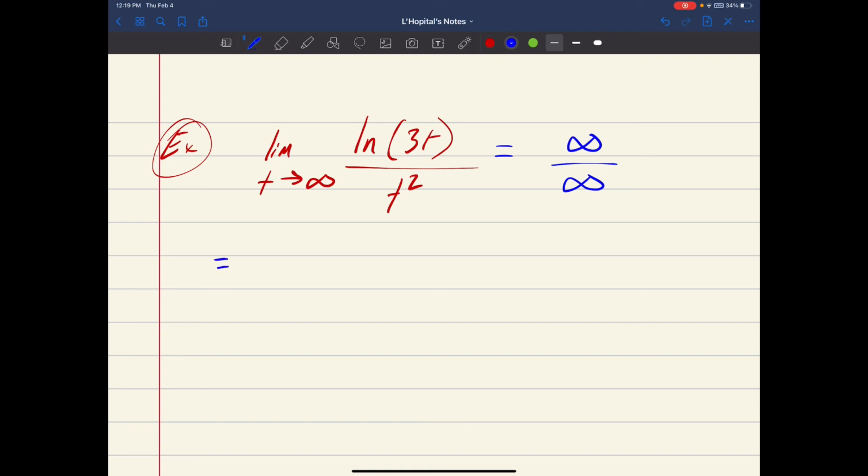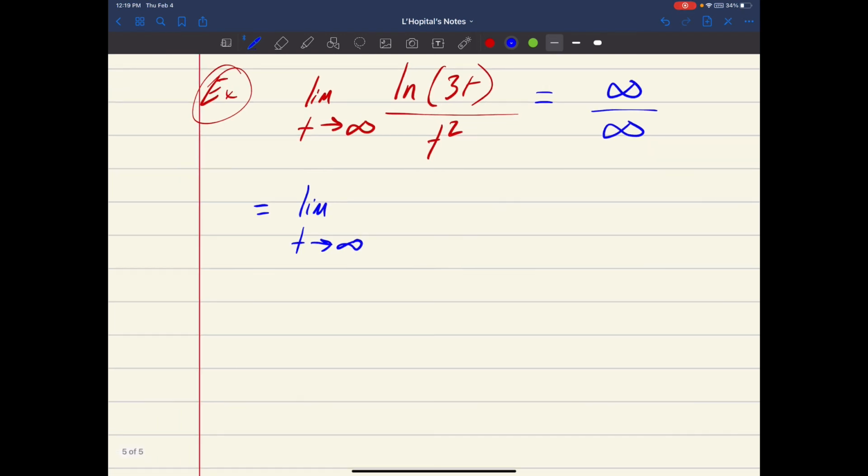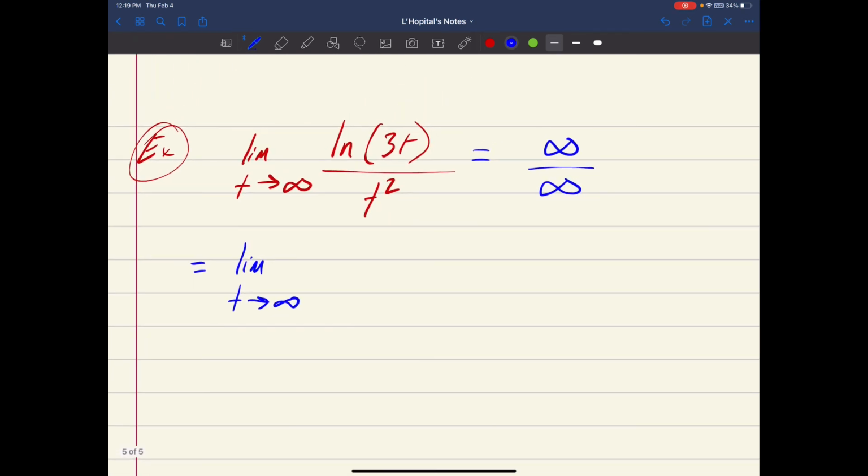So this is the same thing as the limit as t goes to infinity. And then to derive natural log of 3t, take the derivative of the outer function, which is 1 over 3t, and then we multiply by the derivative of the interior function, which would be 3, and then I divide that all by the derivative of t squared, 2t.